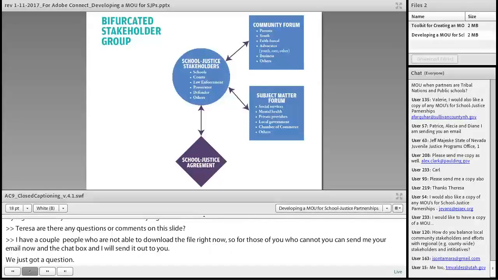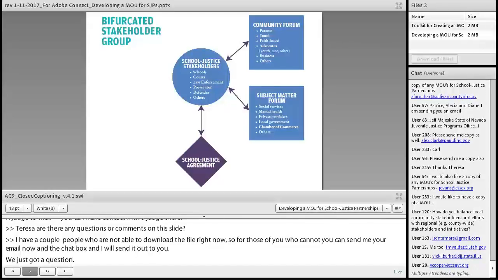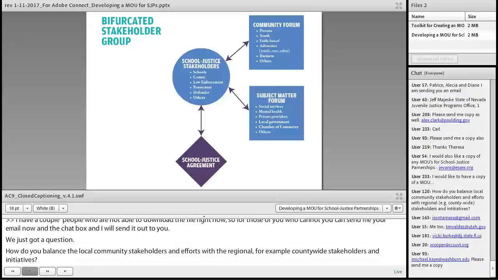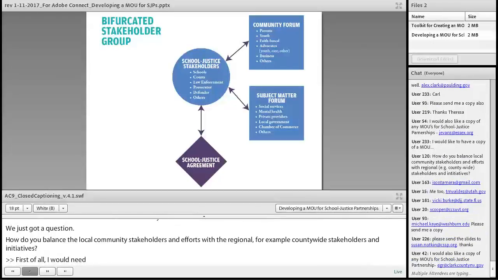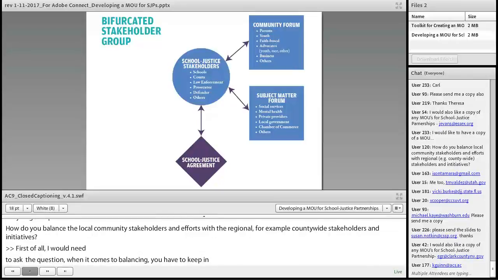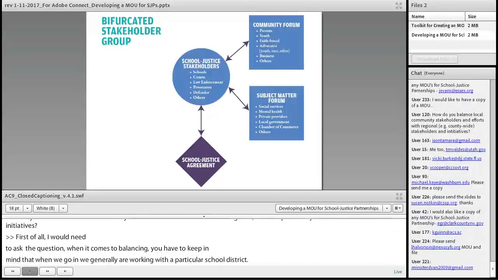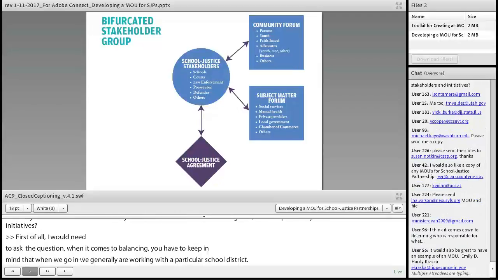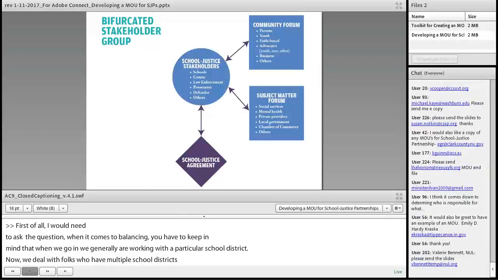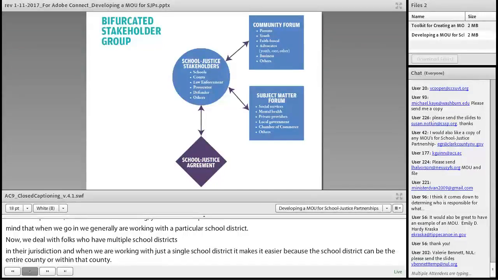And thank you for the question. Yes. Well, I guess, first of all, I would need to ask the question in terms of balancing, keep in mind that when we go in, we generally are working with a particular school district, okay? Now, we deal with folks who have multiple school districts in their jurisdiction. Now, when we're working with just a single school district, that makes it easier because that school district is going to be either the entire county or it's going to be within that county. So, you're going to have either countywide or more regional folks that that school district is within their domain or their jurisdiction, and so we want to invite them there.